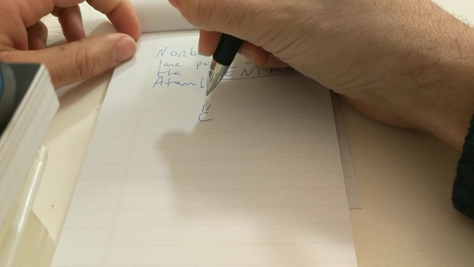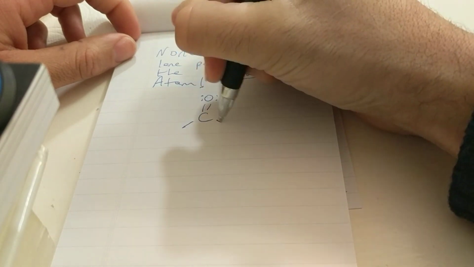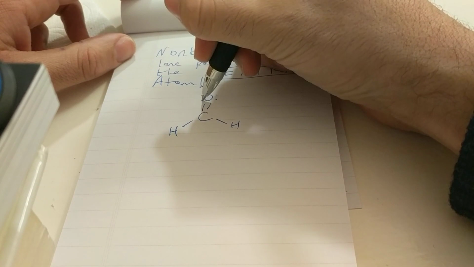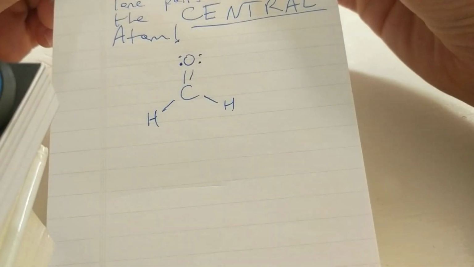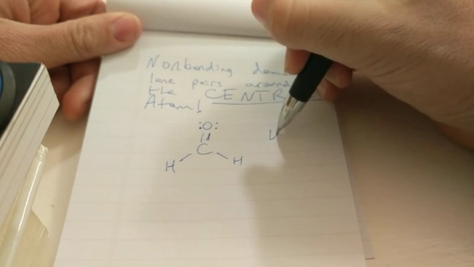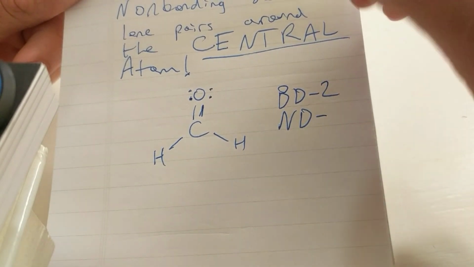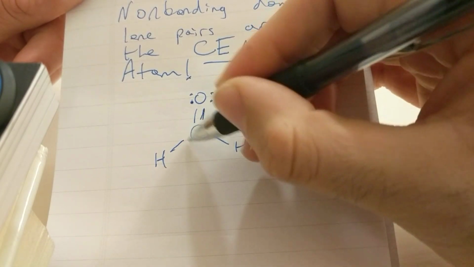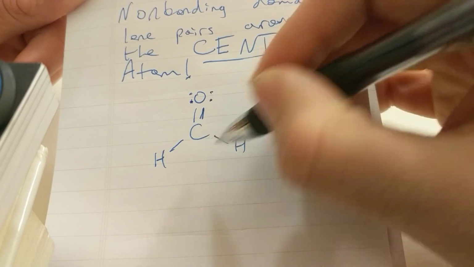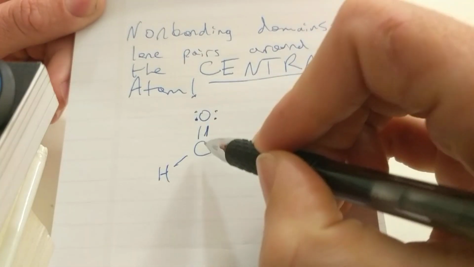So let's go back to that other little puppy we're looking at, the same one. This thing's called formaldehyde, for those of y'all curious. It smells bad. Still looking at the central atom, so bonding domains, we already know there's 2. Non-bonding domains. What do you think? I'm going to pause it right now. Put your answer in the comments. How many non-bonding domains? Around carbon, the central atom, guys, carbon. You guessed it, 0. No lone pairs on carbon.